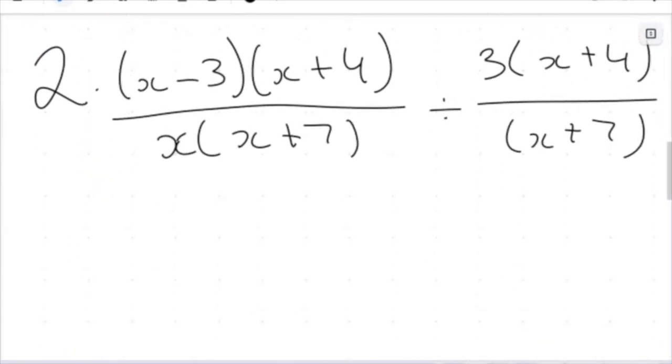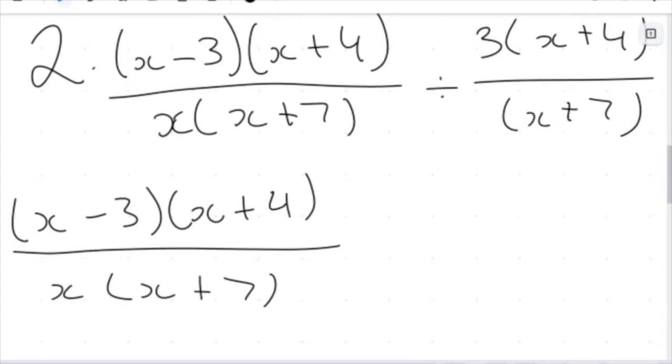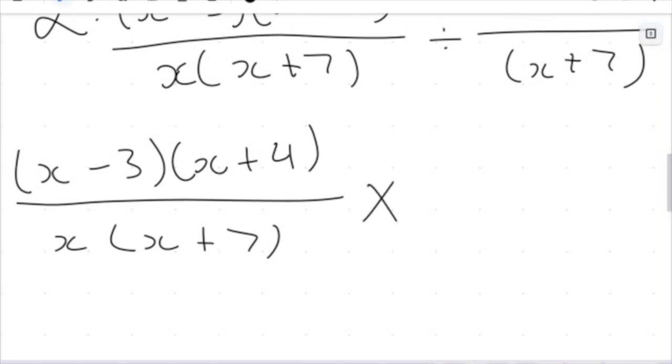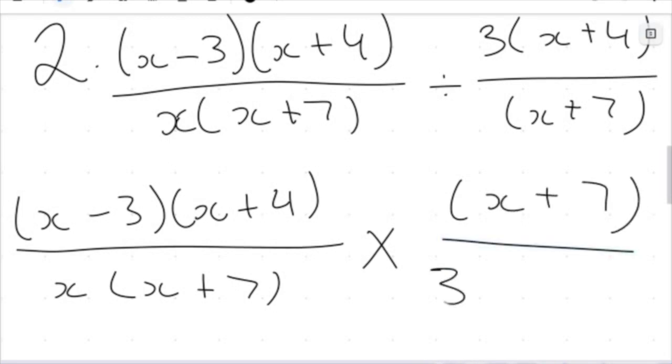Now, we have this question here. I have this expression on the left, this fraction dividing by the other one. Now, you may remember from year 7 fractions that when we are dividing by a fraction, it is the same as multiplying by its reciprocal. So I'm rewriting this on the left-hand side because that doesn't change. And to make this easier for us, I can write this as multiplying by the reciprocal, x plus 7 on top of 3 outside of x plus 4.